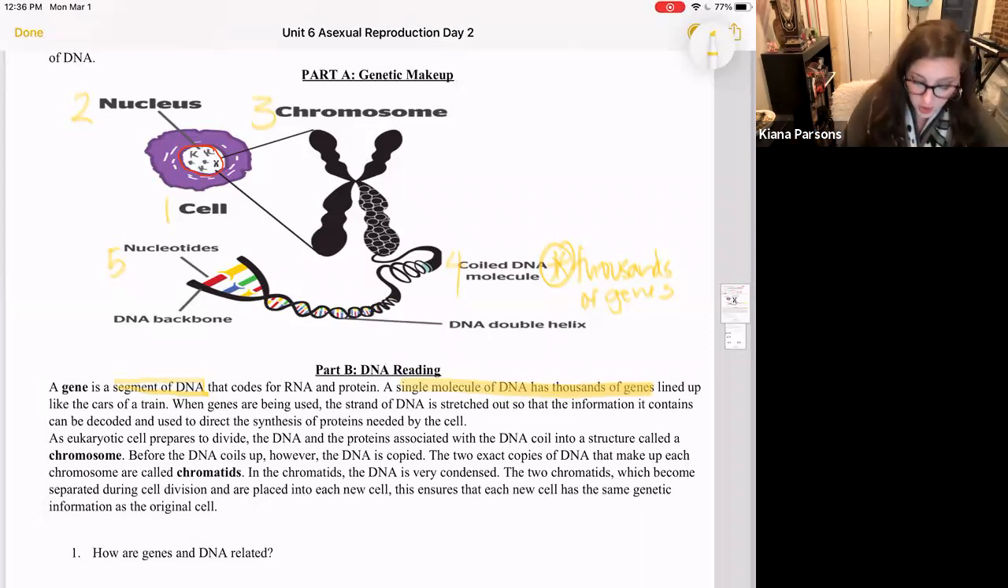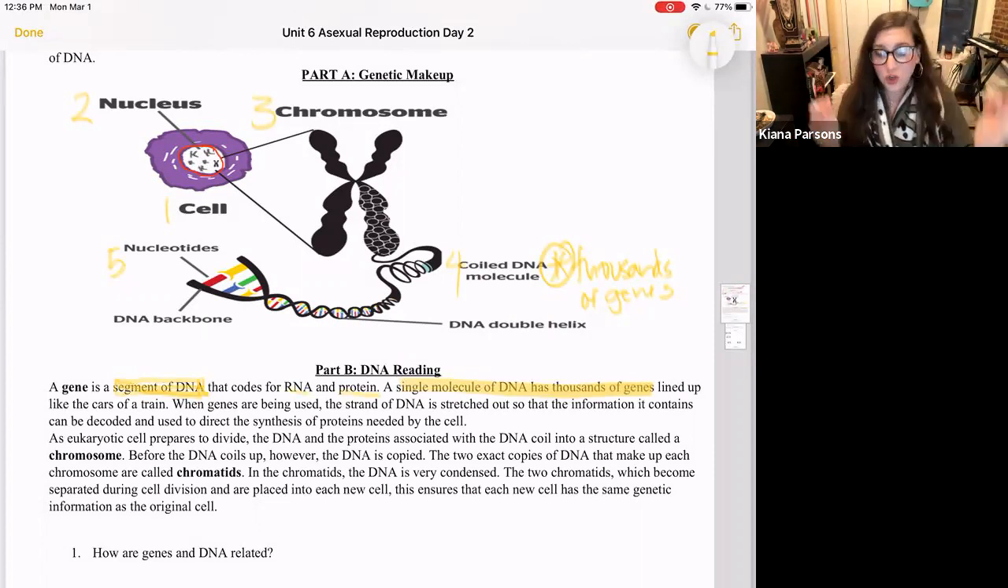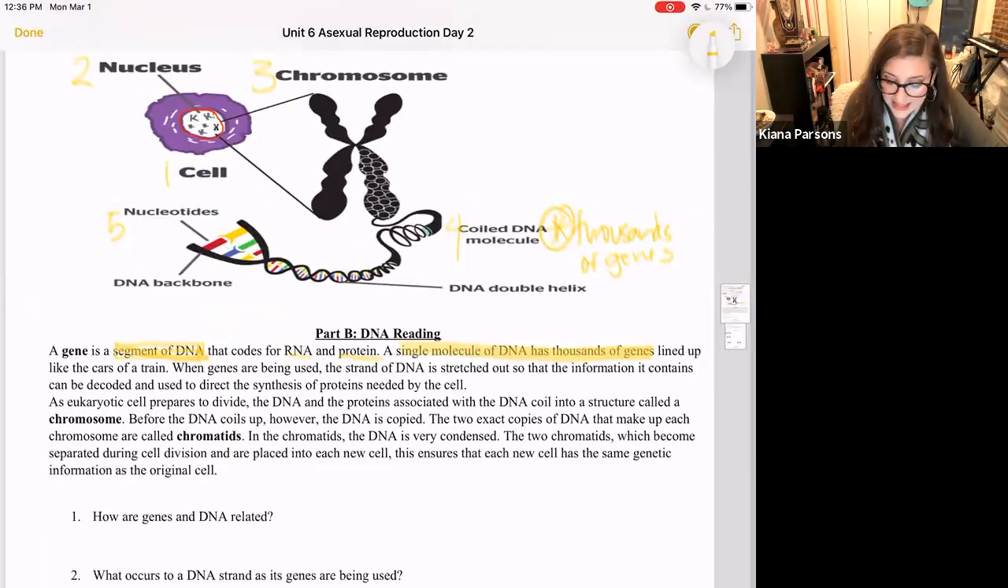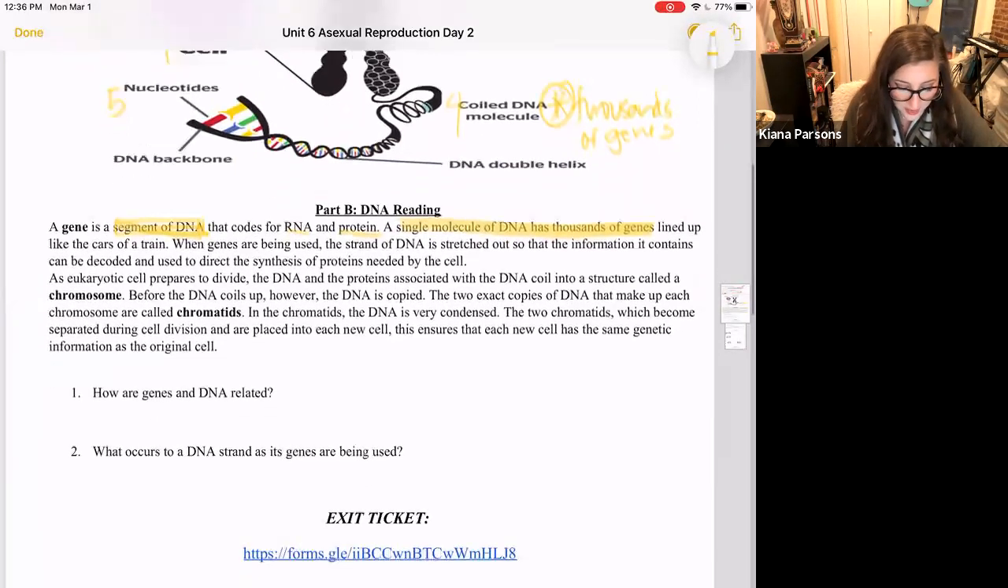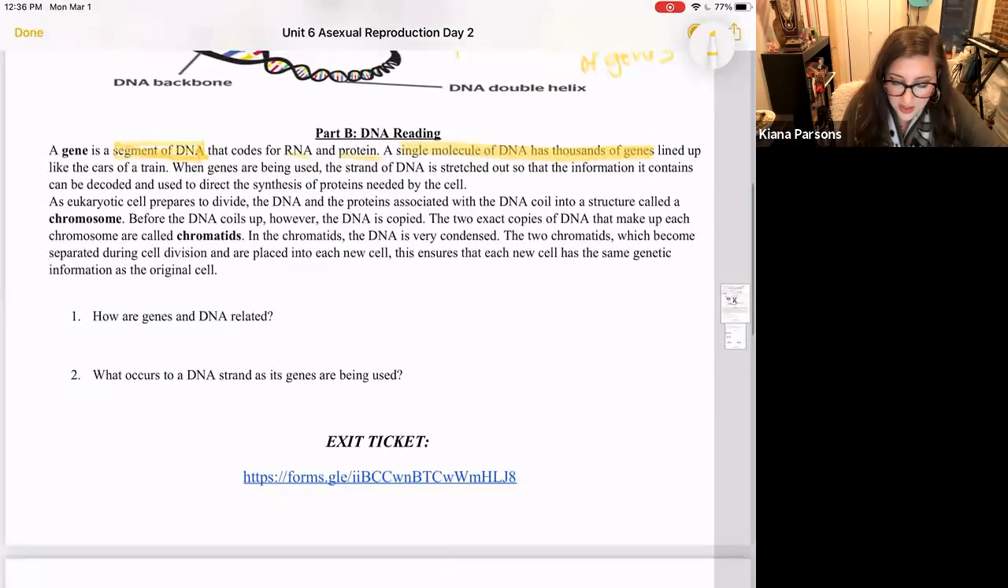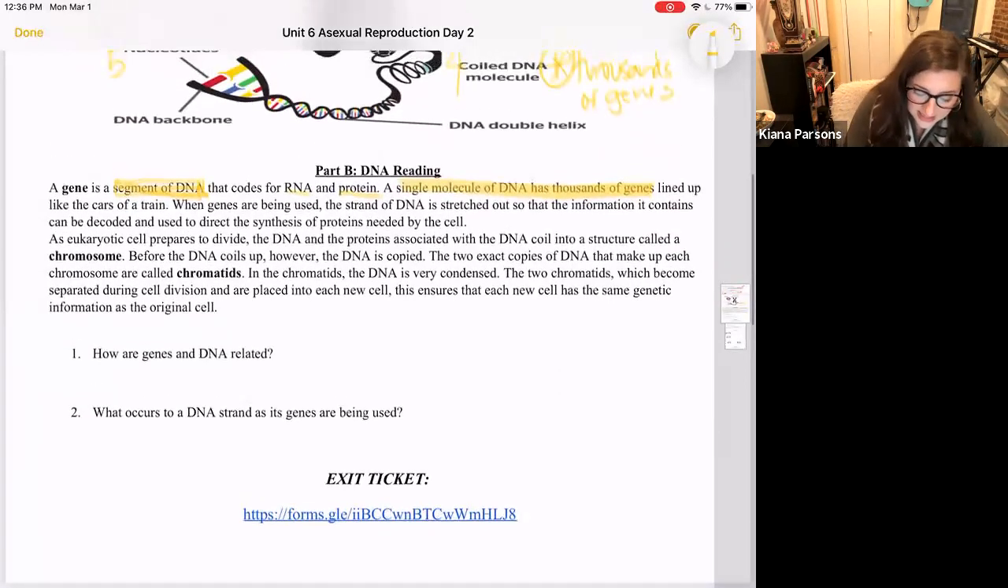And specifically what a gene is coding for, sort of how we get our traits from genes, is the RNA and protein used to actually build these structures in the organism. So a single molecule of DNA has thousands of genes lined up like the cars of a train. When genes are being used, the strand of DNA is stretched out so that the information it contains can be decoded and used to direct the synthesis of proteins needed by the cell.